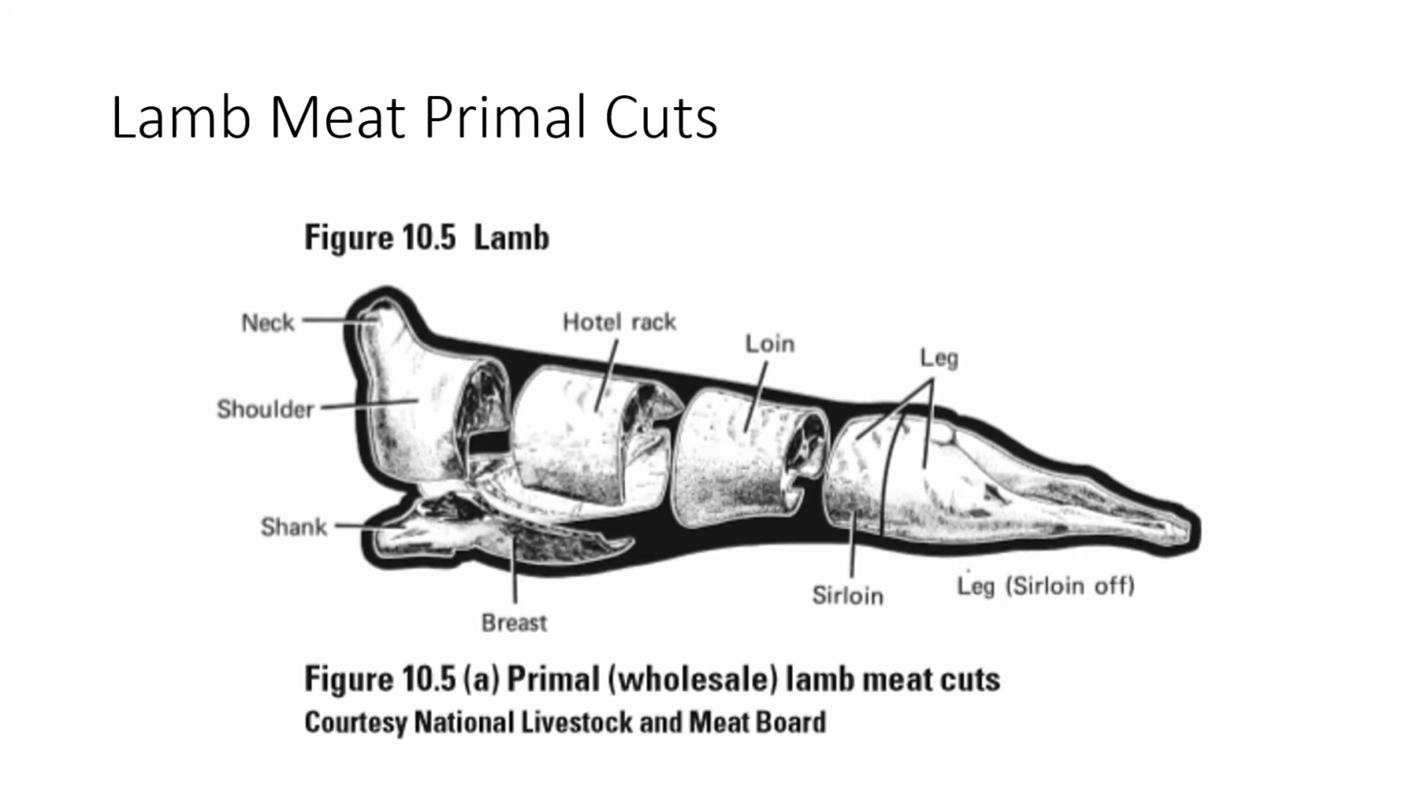So, lamb meat primal cuts. Now we are coming to the cuts of meat. Here we have the different parts of it. The top end over here is the neck, and then you have the shoulder, the shank, and underneath this part is the breast. You have the hotel rack, the loin, and the leg. That's what we have over here. This part, which is behind the loin and in front of the leg, is called the sirloin.